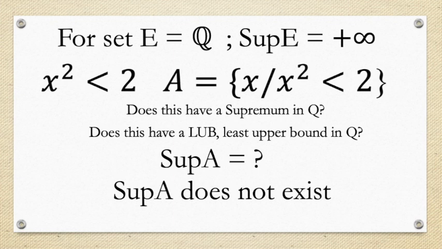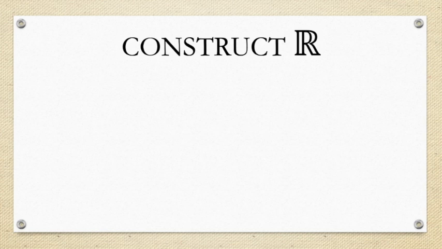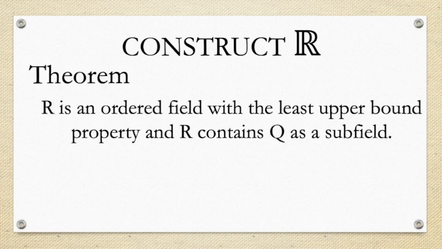Well, you are correct. The supremum of A does not exist. There is no supremum in Q. This leads us to the construction of real numbers. Now that we have laid out our concepts about Dedekind cuts and supremums, we can finally construct real numbers. The theorem says R is an ordered field with the least upper bound property, and R contains Q as a subfield. So we will construct R by only involving concepts on rationals.